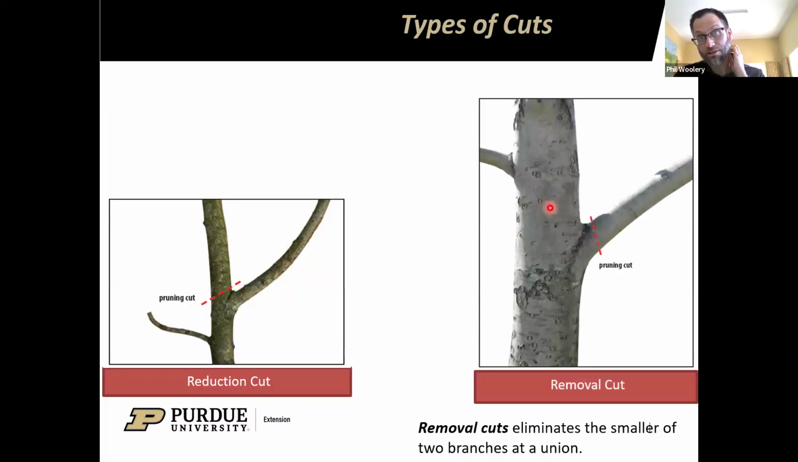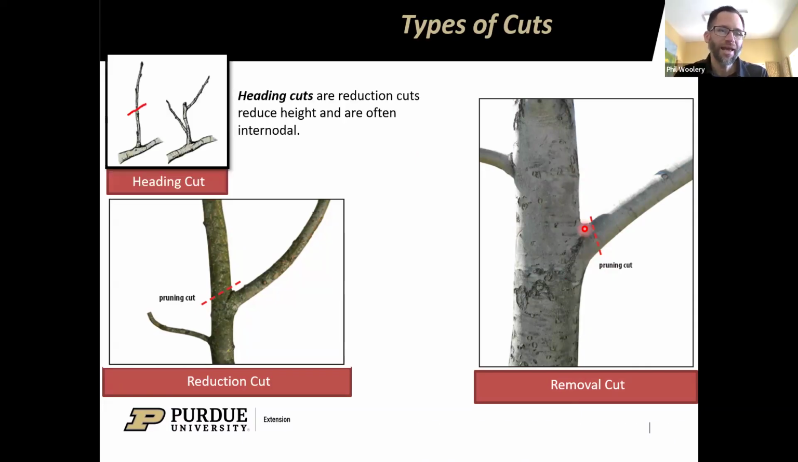A removal cut is when we want to remove a whole branch. We're going to remove it back to the smaller of these 2 branches at the union, and we'll look at where to make those cuts for proper healing of the tree. And then heading cuts, you typically don't do these. We looked at why a little bit. It's like internodal cuts, where we're just cutting in half. There are no lateral branches. It's going to stimulate more side growth, which may or may not be something you want.